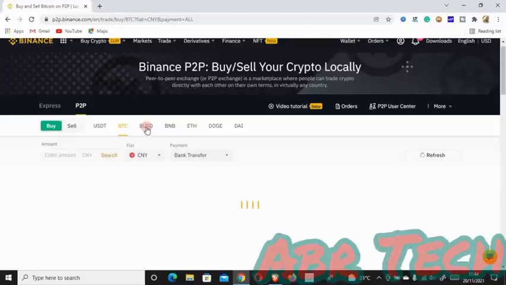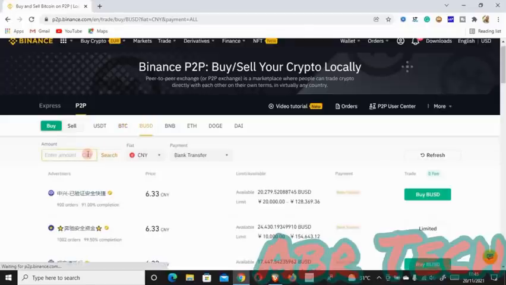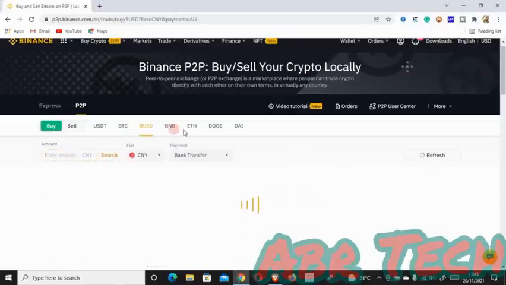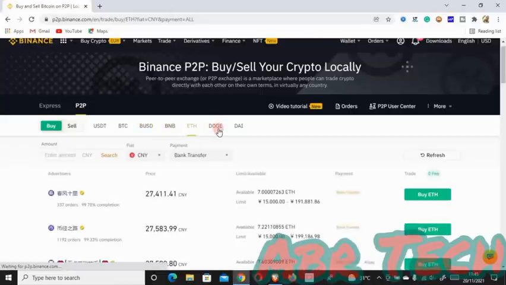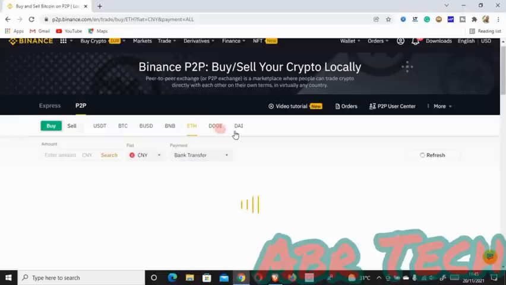So if you're going to be selling BTC, you click BTC. If you're selling USDT, you click USDT. If you're selling BUSD, you click BUSD. You have BNB, that is the Binance coin. Is it Ethereum? Is it Doge? Or is it DAI? But for the sake of the tutorial, let's go with USDT. We are going back to USDT.